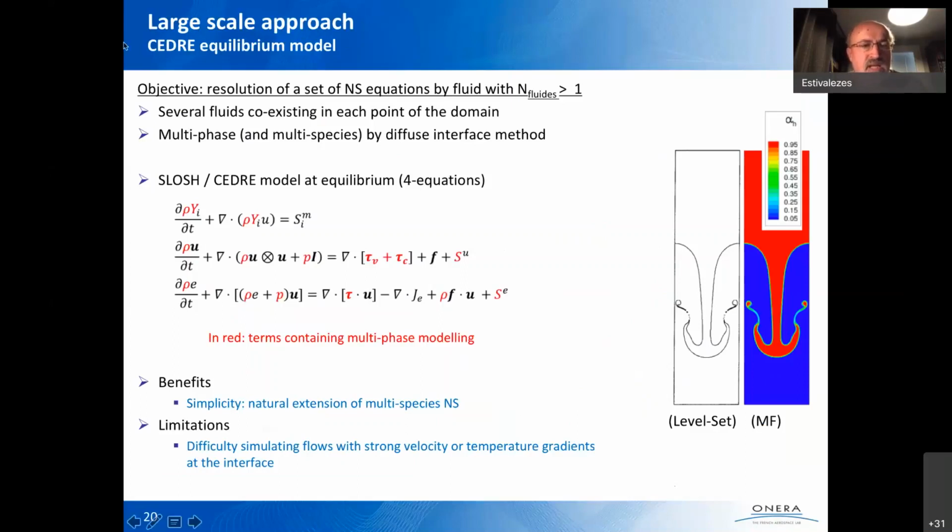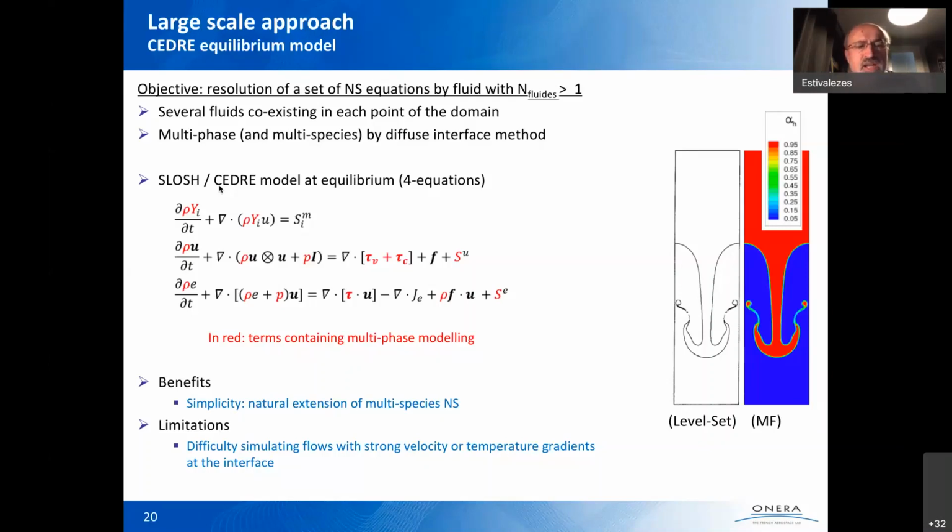This is mainly the algorithms that are coded in the CEDR platform, the CEDR solvers. The objective is to be able to simulate very complex geometry, really a complete combustion chamber from the injection system up to the outlet of the chamber, and also to have not only steady simulation but unsteady simulation based on more or less large eddy simulation techniques with a multi-phase flow.